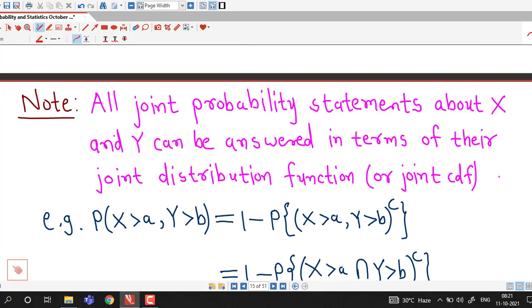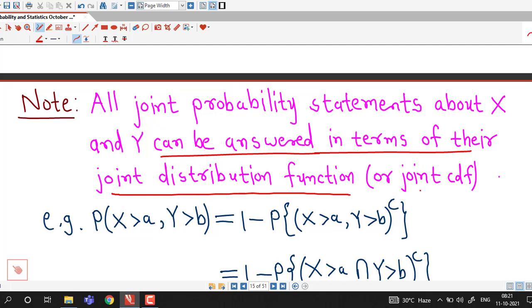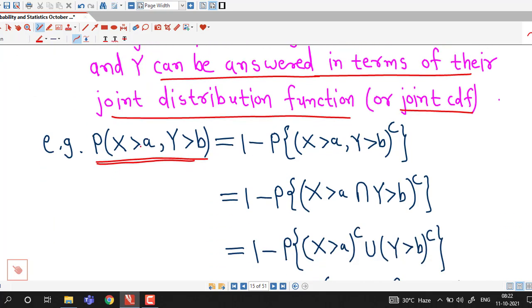Now this is another remark: all joint probability statements about X and Y can be answered in terms of their joint distribution function or joint CDF. So for example, if we have the probability that X is greater than a and Y is greater than b, this probability can be answered using the joint distribution function of the two random variables X and Y. So we can understand how to convert this in terms of the joint CDF.